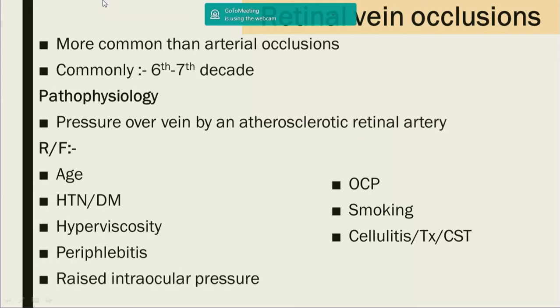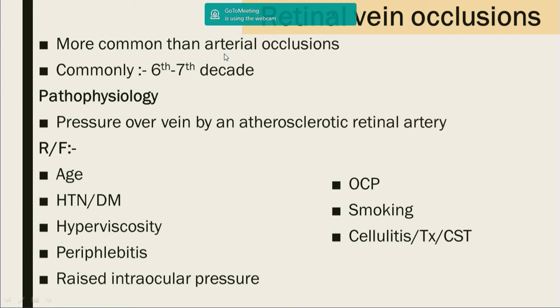They are more common than arterial occlusions, and they're commonly seen in the 6th to 7th decade. The common pathophysiology is that the central retinal vein, which is right beside the central retinal artery, might be pressed upon by the central retinal artery or the surrounding fibrotic layers that are present. Or it might be atherosclerosis that is causing the vessel occlusions, and also AV crossings that are present in the retina. Sometimes the artery might press upon the vein, which will cause the occlusion.